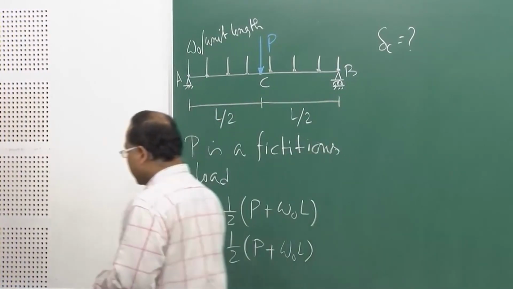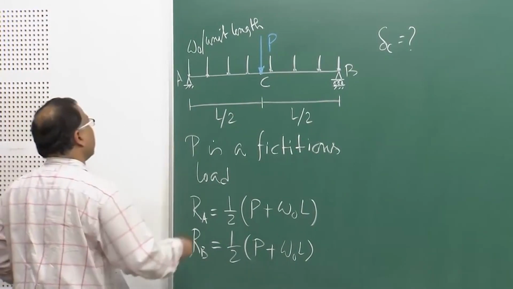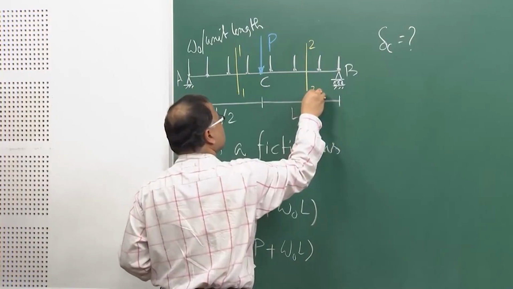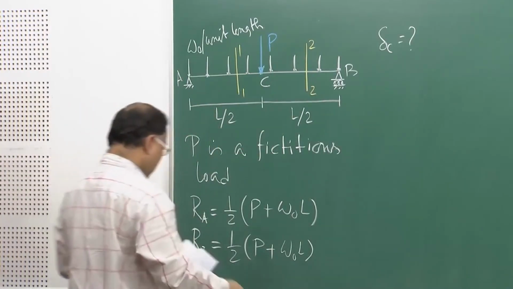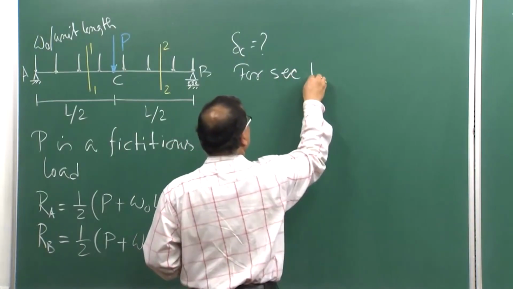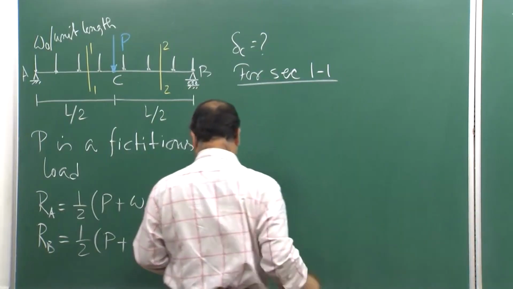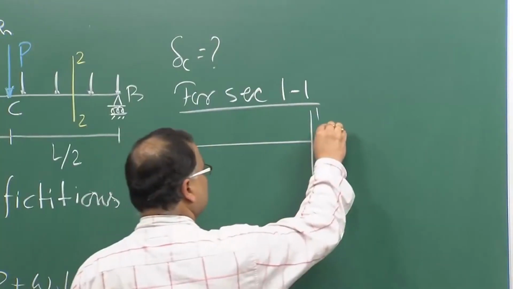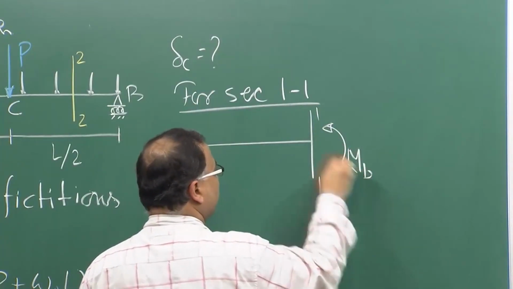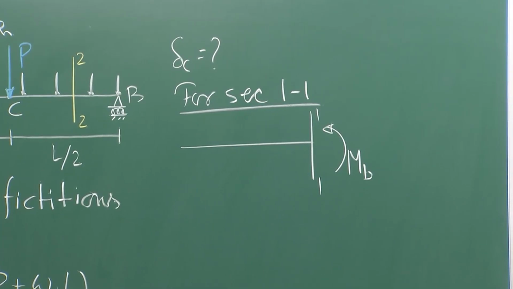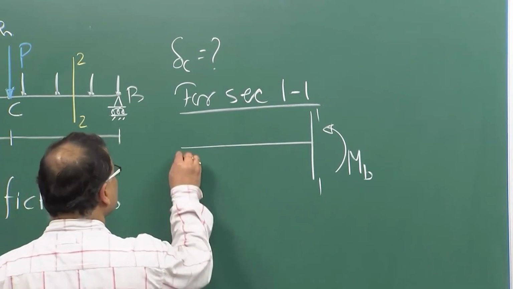Now, we will be considering two sections, say section 1 and section 2. For section 1, this is your section 1, and this is the bending moment. I am showing only the bending moment. Of course, shear force will be acting, but we are not considering the strain energy caused by the shear force, because that will be a negligible contribution towards the total strain energy. So, therefore, we are neglecting that.